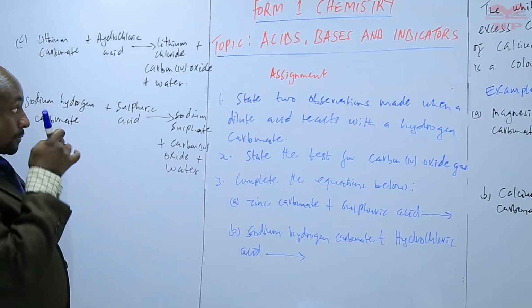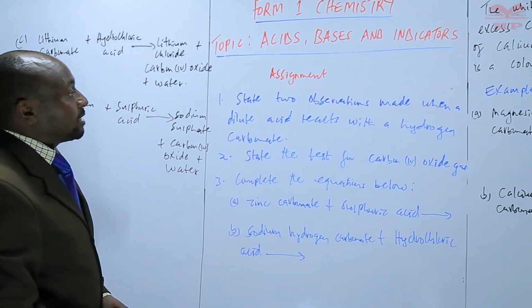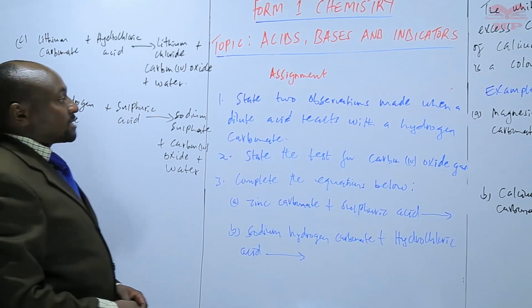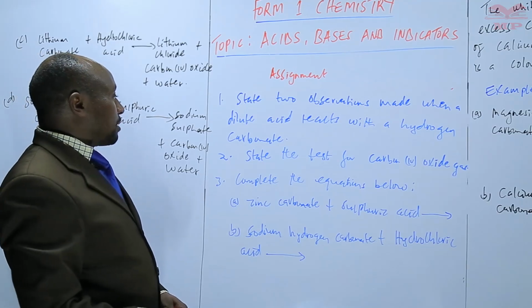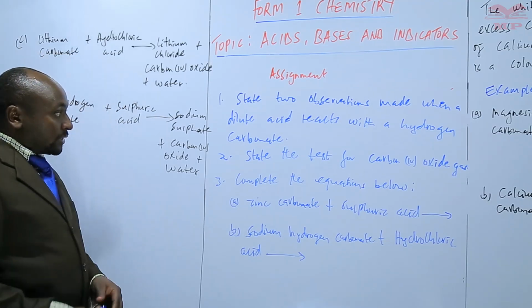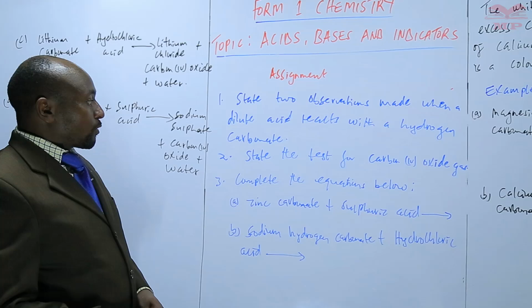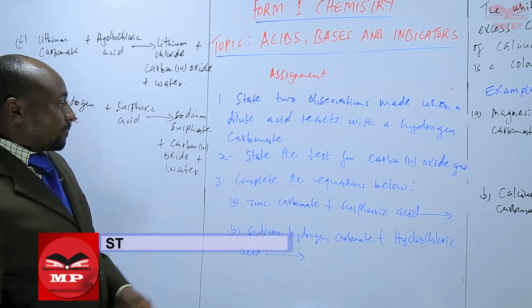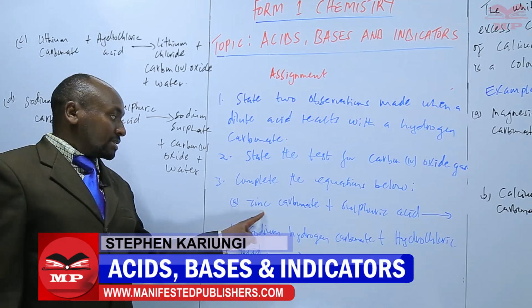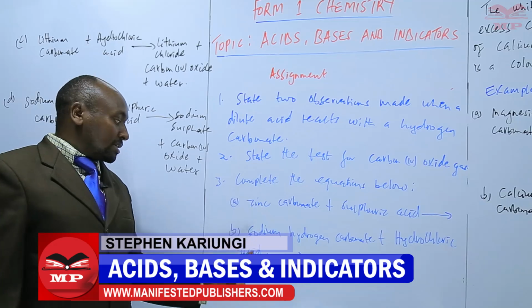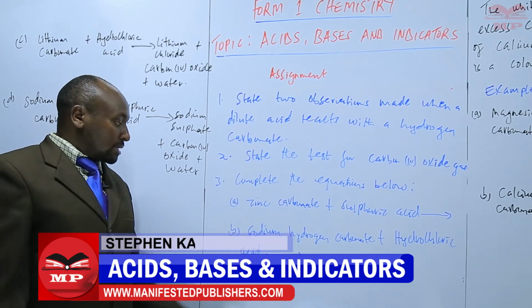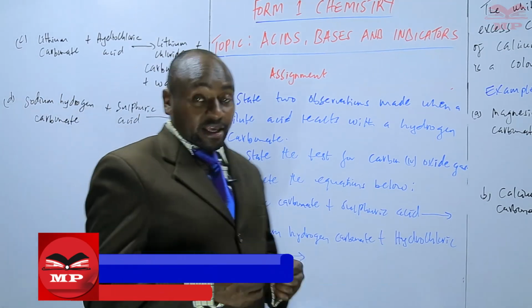The first question, state two observations made when a dilute acid reacts with a hydrogen carbonate. Number two, state the test for carbon 4 oxide gas. Number three, complete the equations below: zinc carbonate plus sulfuric acid, sodium hydrogen carbonate plus hydrochloric acid. So we'll stop there.